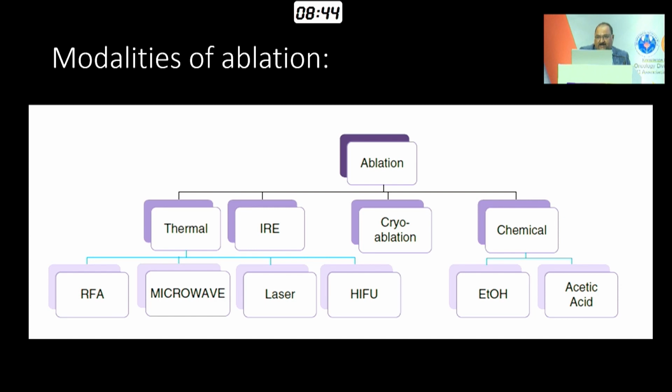Non-thermal, we have IRE, which is a very good modality, but is slightly expensive and requires a lot of expertise. It is irreversible electroporation, and it involves very high voltage current for a millisecond that damages the cell membrane. Cryoablation I will discuss, and in chemical, it's not very popular, but sometimes we use ethanol for ablation of small tumors.